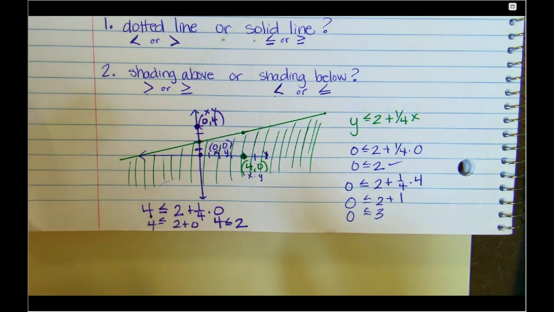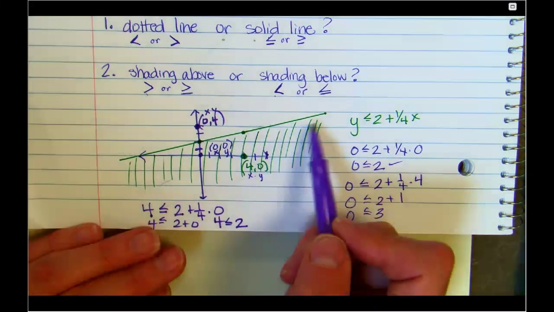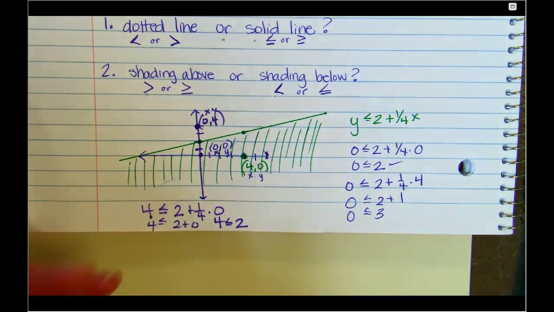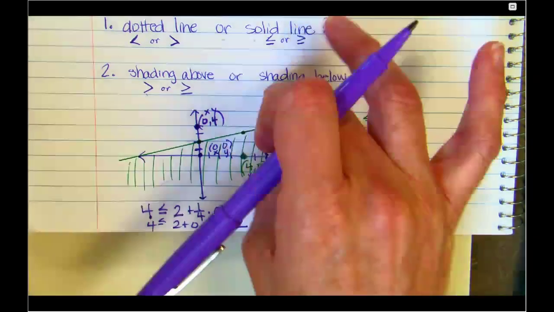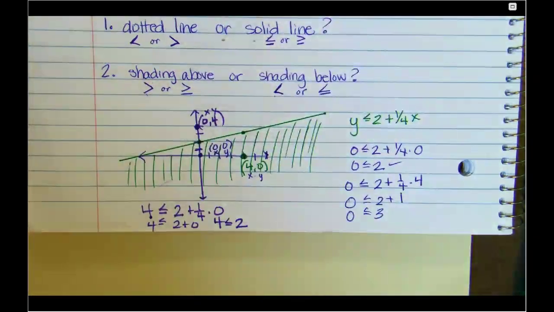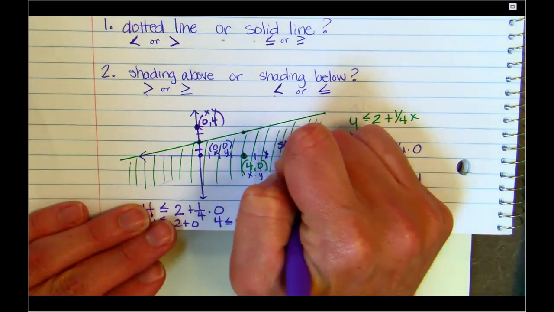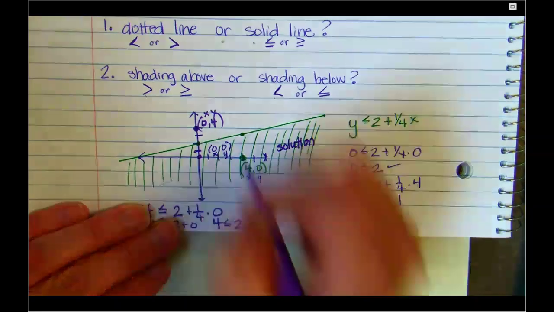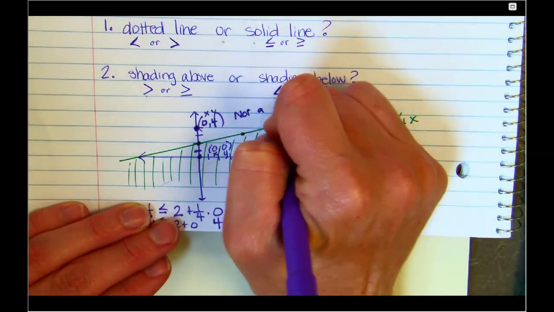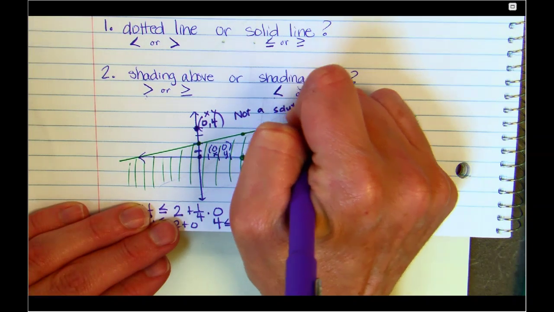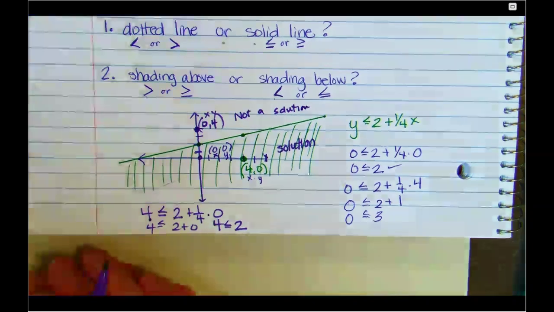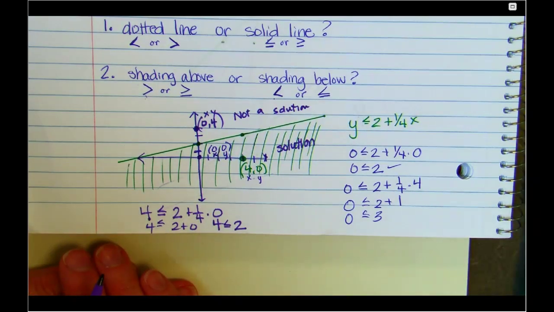Do you see what I'm trying to get at? We shade to show where we're going to get things that are true. If we're looking in the unshaded area, those are not true. So these things down here are called solutions. These up here are not a solution. So we shade to show the solution because you can't list them all.